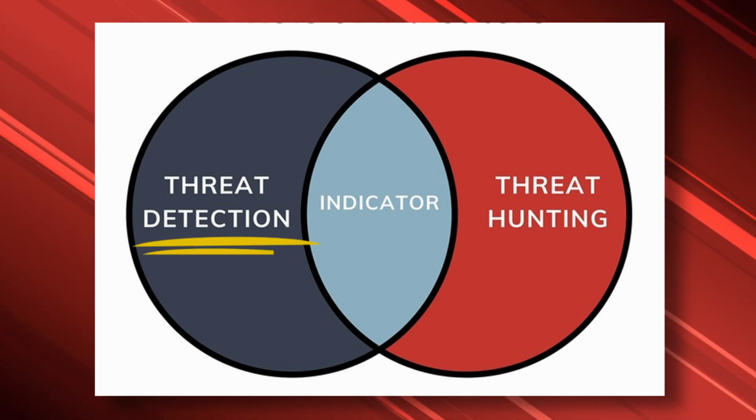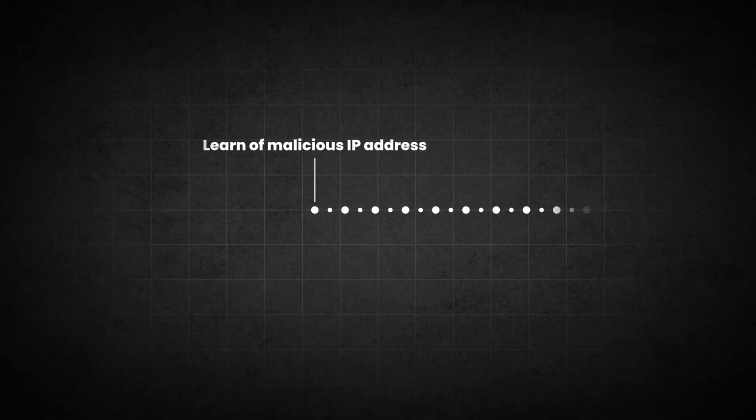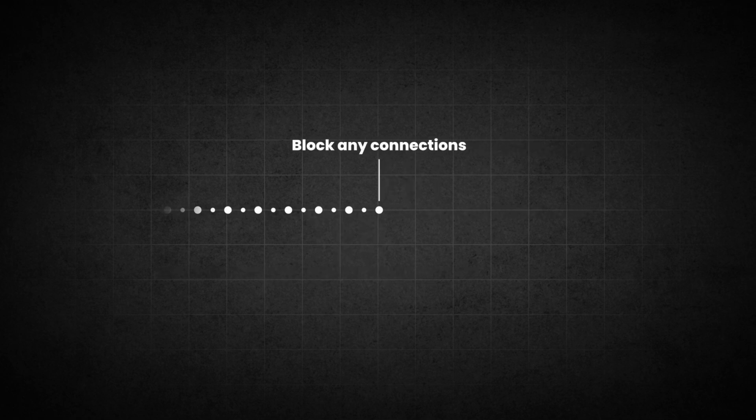Perhaps the most obvious use case for indicators is threat detection. You learn about a malicious IP address, create an alert that triggers whenever one of your endpoint machines tries to connect to it, and then block any connection attempt. Simple. This is how antivirus solutions were used to block malware back in the 90s. Of course, that is not the greatest way to detect threats.